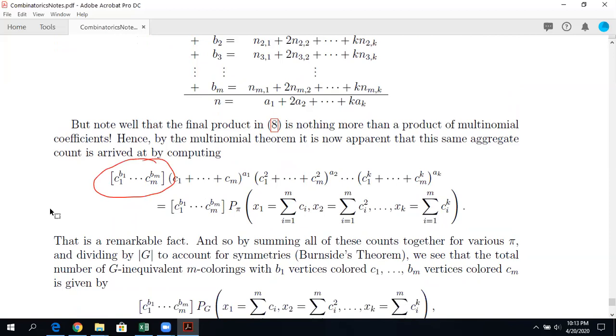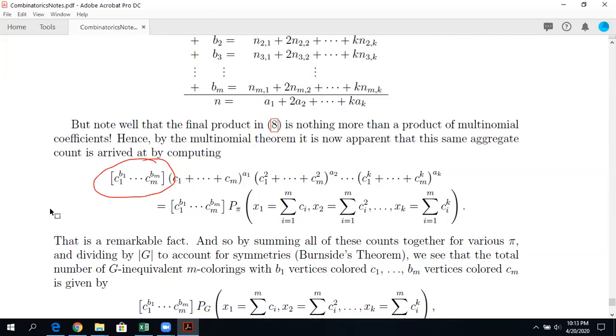That's it. So if you sum all of those together, in Burnside, because remember that was just for a single permutation, you sum all those together for various permutations. And remember, we always divide by the size of the group to account for the symmetries, right? Because everything gets counted size of G times, okay? And then you divide by that to kind of divide out by the symmetries. That's what Burnside's theorem is all about.